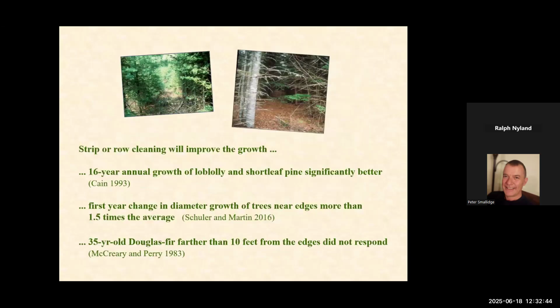The data are limited for effects of strip thinning or row thinning. 16-year annual growth in loblolly and shortleaf pine were significantly better, according to Kane. The first-year change in diameter growth of trees near the edges was more than 1.5 times the average, according to Schuler and Martin. But here, the 35-year-old Douglas fir farther from the edge than 10 feet did not respond. So you need to keep those mowed lanes, or at least the leave strips, probably not more than 5 or 6 feet wide.